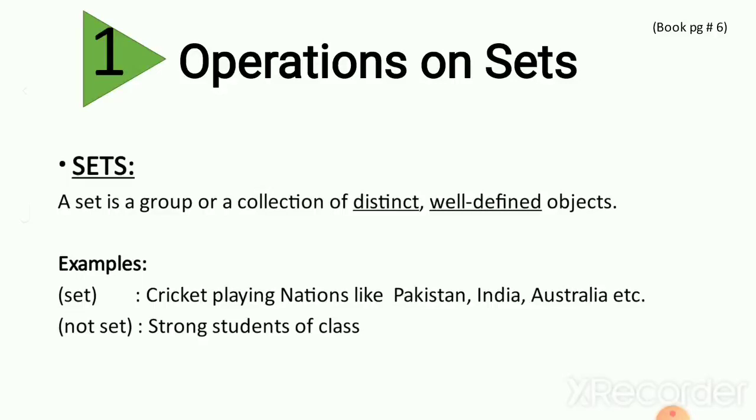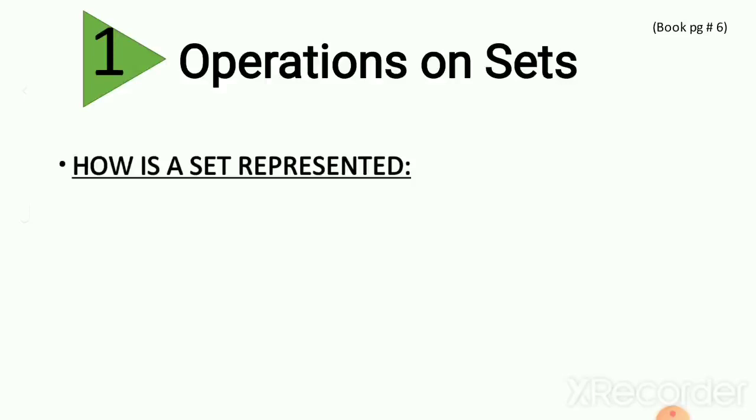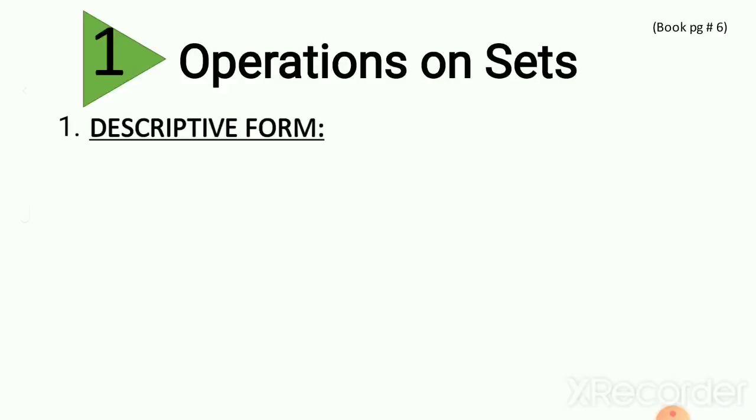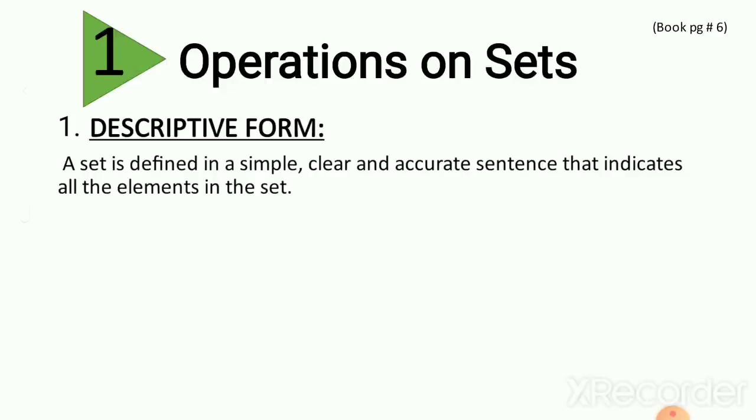Let's move to the next step, that is how to represent a set. A set can be represented in three forms: descriptive form, tabular form, and set builder form. First of all, we have to discuss the descriptive form. In this form, a set is defined in a simple, clear, and accurate sentence that indicates all the elements in the set.